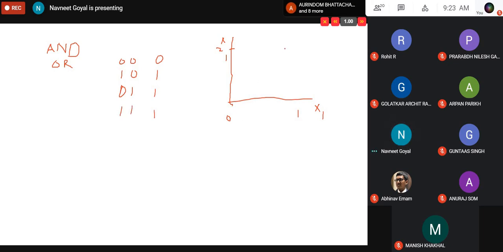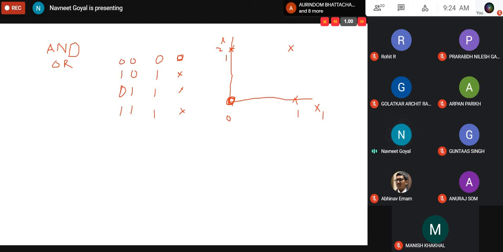So what you see? If these points I indicate as a cross, and this as a circle. Not 0, this is a circle. So which point is a circle? This point, 0, 0, is a circle. This point, 0, 1, is a cross. This point is also a cross, and this point is also a cross. So you have these 4 points.